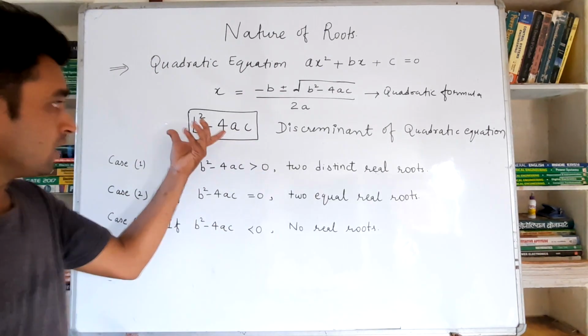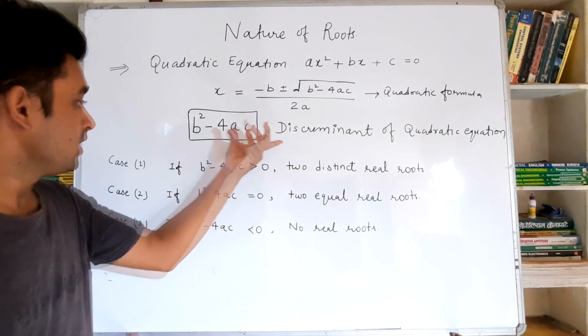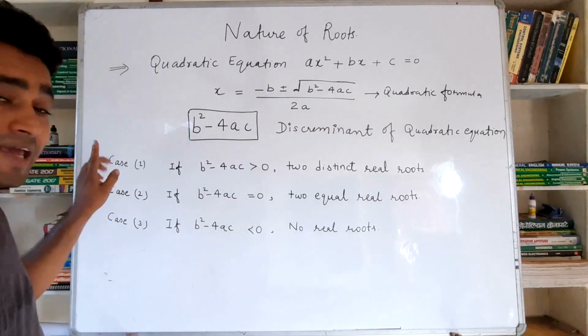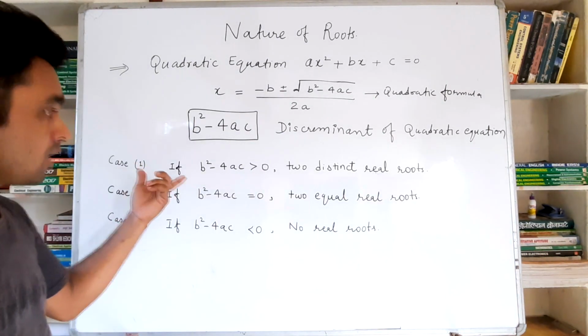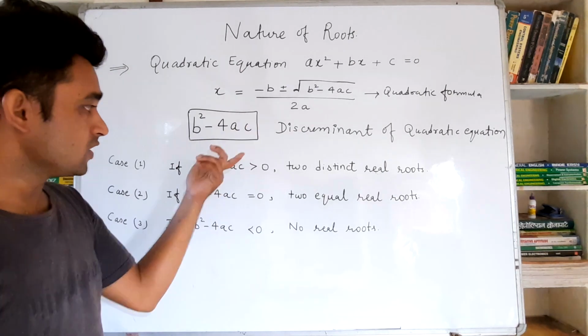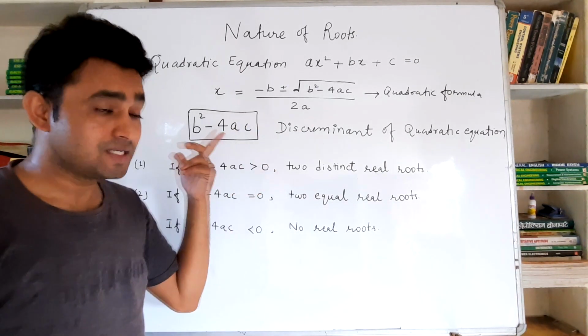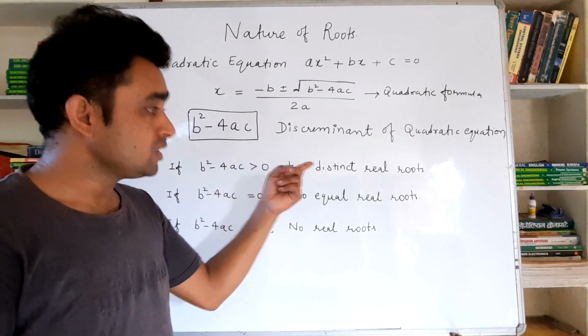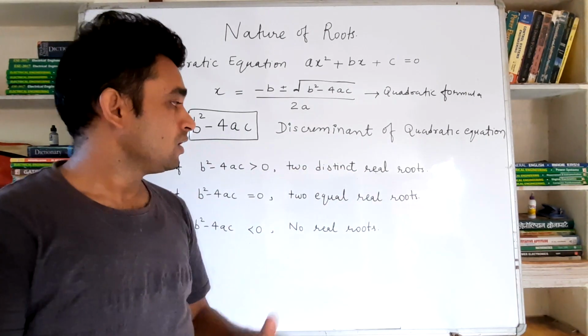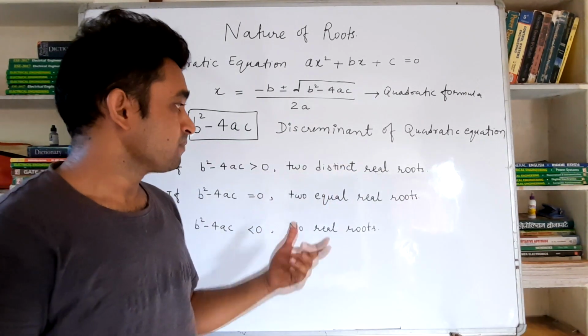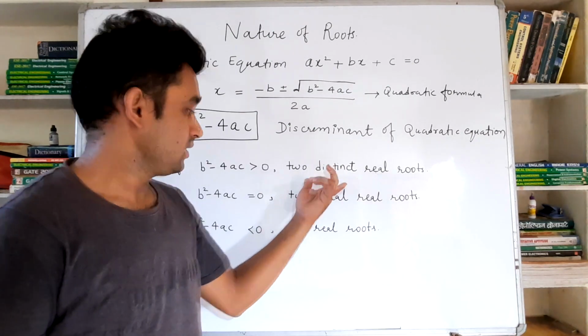So first, by using this discriminant, in case 1, if our b square minus 4ac is greater than 0, then there are two distinct and real roots. Distinct means different roots.